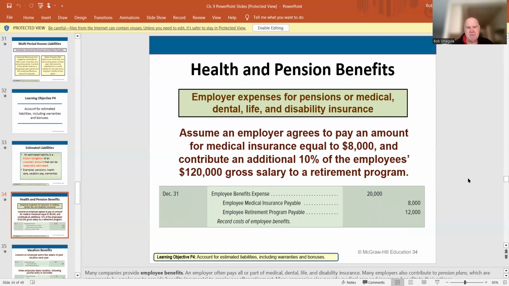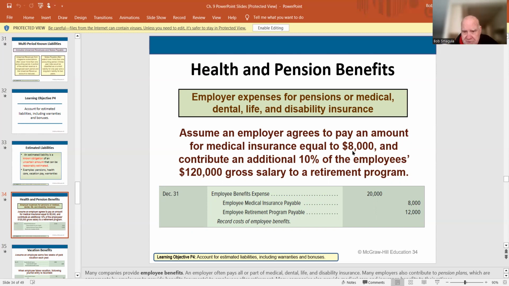Let's look at health and pension benefits. An employer expenses for pensions or medical, dental, life, disability. Assume an employer agrees to pay an annual amount of $8,000 for medical insurance and contribute 10% of the employee's $120,000 gross salary to a retirement account. So that's pretty generous.